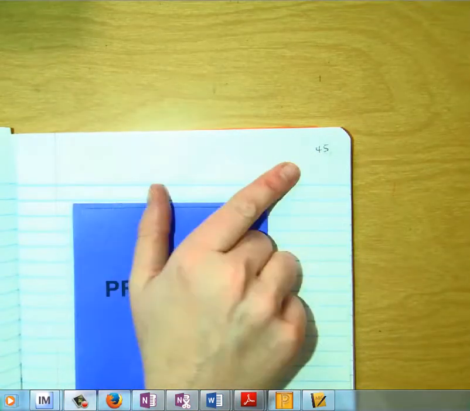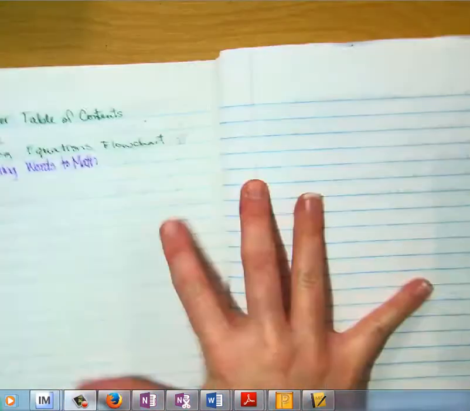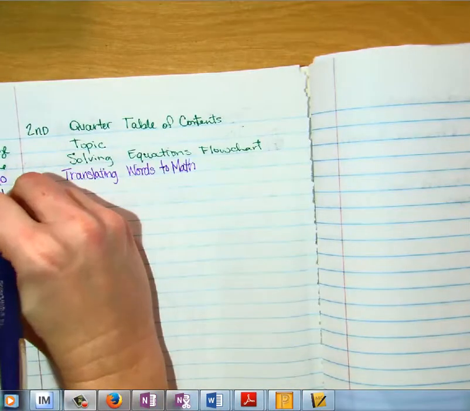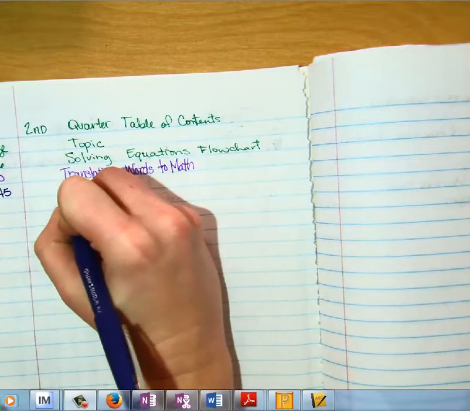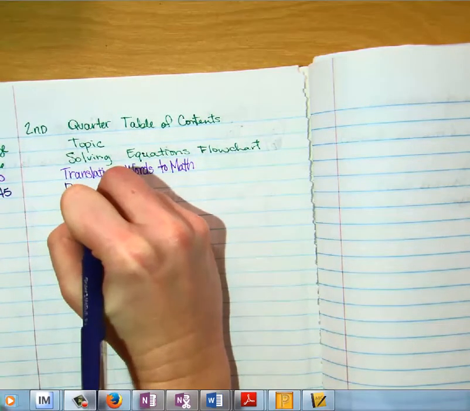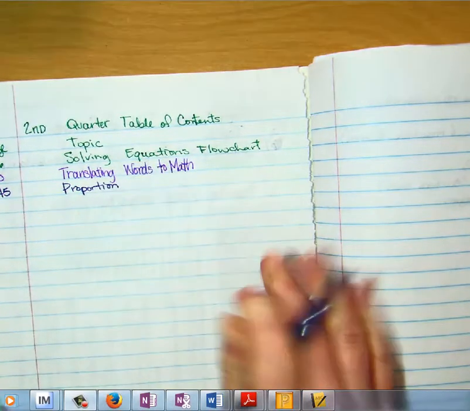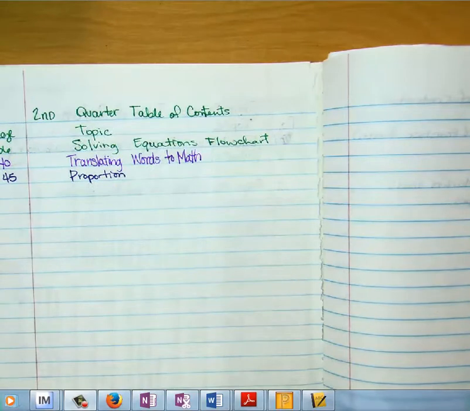So this is on page 45 in my journal. So I'm going to add this to the second 9 weeks. Page 45, proportion. Okay, and this is how to solve, how to set up a proportion.